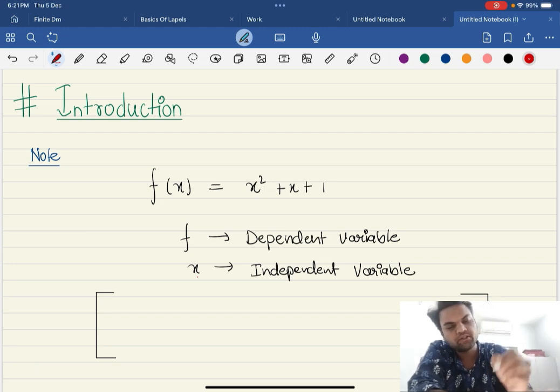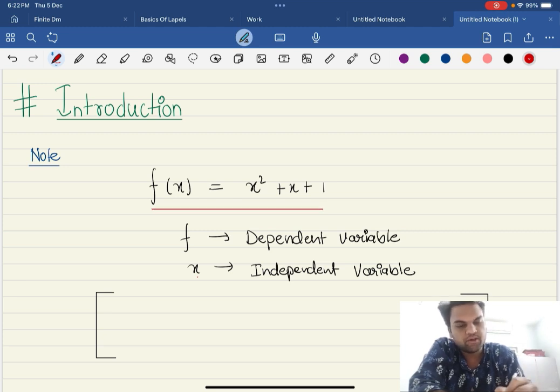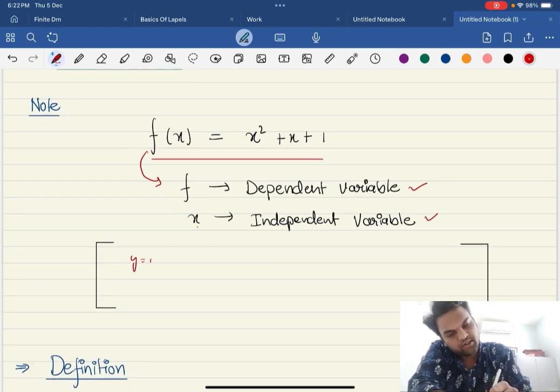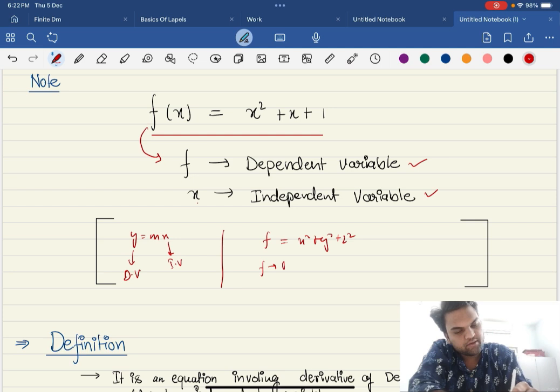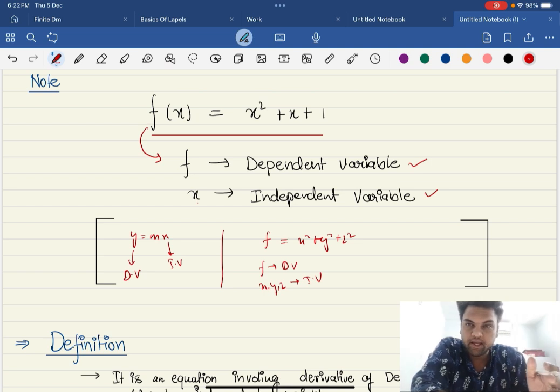Before going to the definition, we look into something. If I have a function like this, it has two components: one is the dependent variable and the other is the independent variable. Here we call f the dependent variable and x the independent variable. Like if we have y equals mx, here y is a dependent variable and x is an independent variable. Similarly, if we have f equals x square plus y square plus z square, f is a dependent variable and x, y, z are independent variables. So a dependent variable can have one or more than one independent variables.